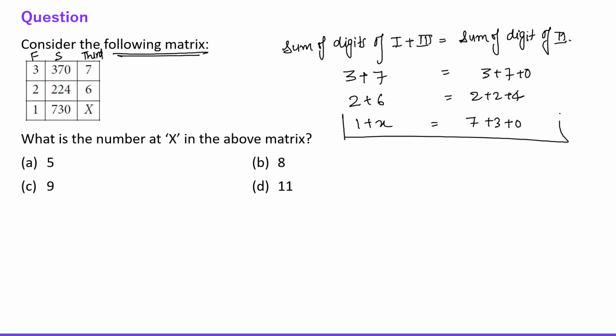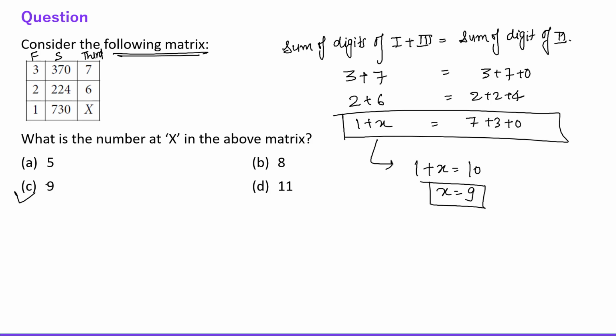So now just solve this. Fine. So 1 plus x is equal to 10, then x is equal to what? X is equal to 9, right? The correct answer is option C, x is equal to 9. Okay, now let's move to other question.